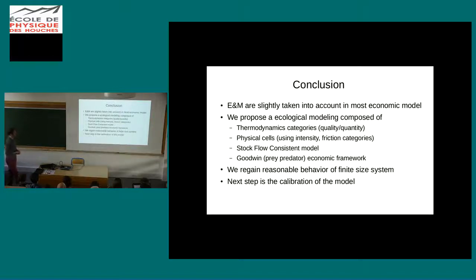Into this physical size, we are depending on time, which means we are depending on working intensity. We are depending on friction, that means that one unit of production is not the same thing as two units of production. And we are connected to a Goodwin predator-prey economic modeling through a stock-flow consistent model, which just says that we have something which is conserved. Okay, we regain some reasonable behavior of a finite size system with a collapse, etc.